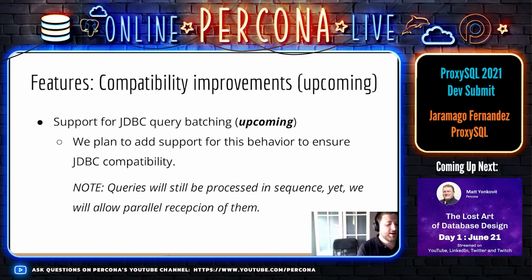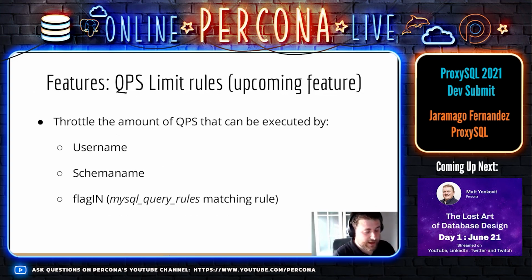Now we move to a very interesting feature that is probably coming in the next major ProxySQL release, and this is the QPS limit rules. Essentially, this feature will allow you to throttle the amount of QPS, imposing a QPS limit based on several criteria, which are username, schema name, and flagging, which correlates with the flagOUT applied and specified in the MySQL query rules step.